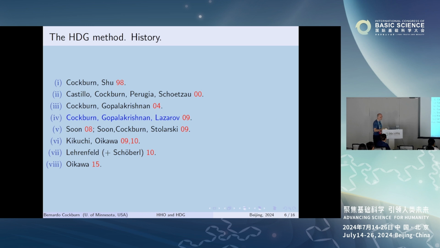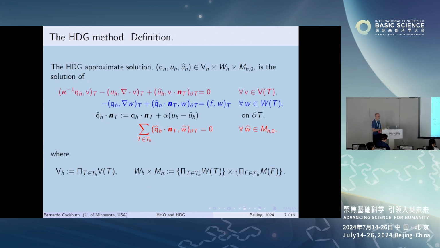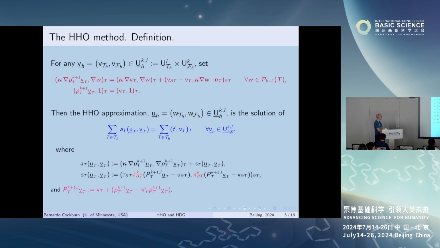So let me show you now what these methods look like. They look like this. Here we have Q, U, and U hat. Q is the approximation of the heat flux, U is the approximation of the potential inside the element, and U hat is the approximation of the potential on the boundaries of the element. So these things correspond to the HHO as follows.